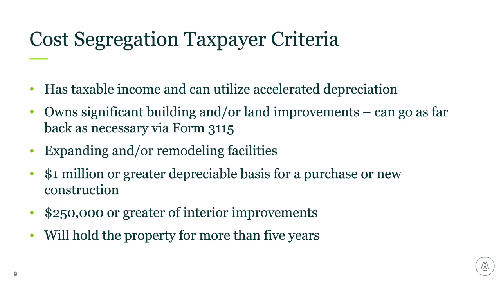Typically for ground up new construction projects or acquired properties, a good low end threshold is about $1 million to make a cost seg study pencil out. For interior improvements, we typically say a low end threshold is closer to around $250,000. Anything above that is certainly going to make sense to have a study completed. And because of the time value of money and depreciation recapture, taxpayers who hold onto the property for more than 5 years would benefit more than if they only held the property for, say, 2 or 3 years, although that can vary by taxpayer.